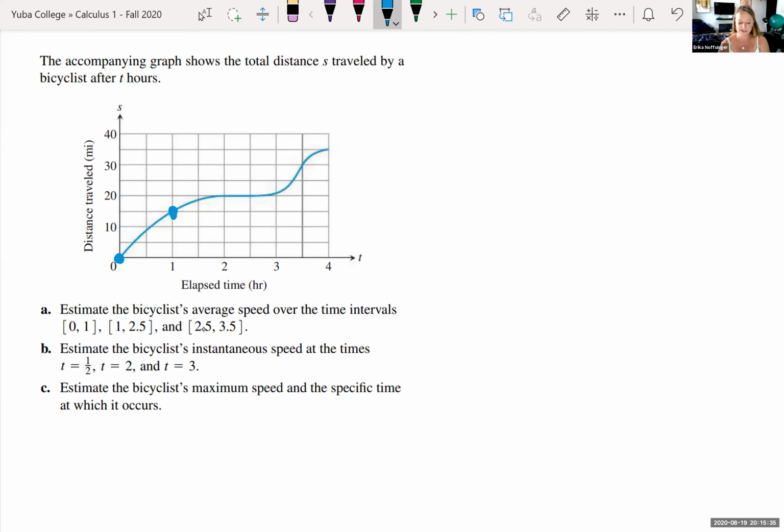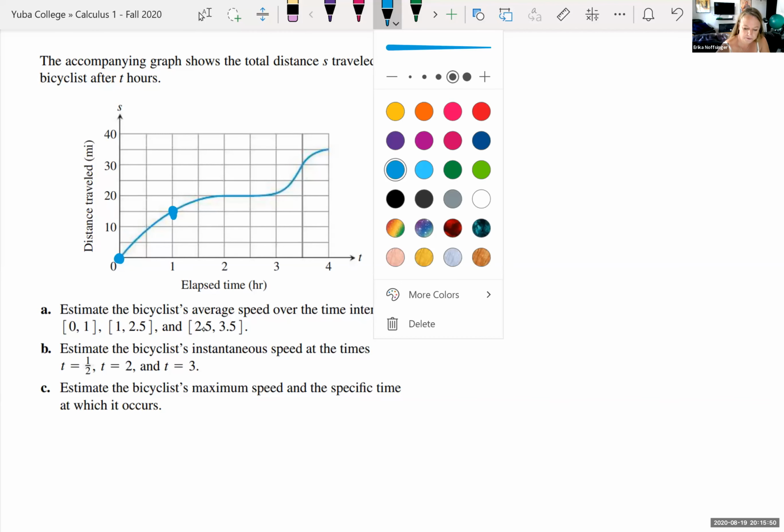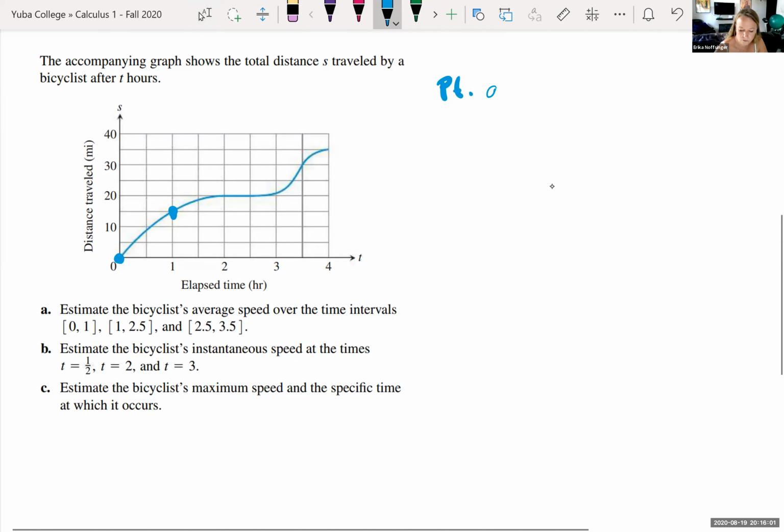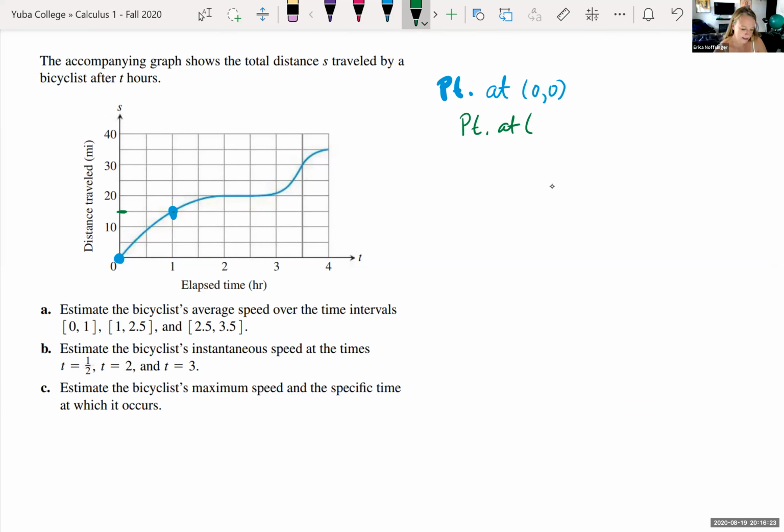We can look at these as points if we want. At time 0, they haven't traveled anything, and their distance is 0. So we have a point at (0, 0). Then if we look at this point right here, when time is 1, look at how far they have traveled. This would have been 10 miles, and this is 20, so halfway is 15 miles. So we also have a point at 1 hour and 15 miles.